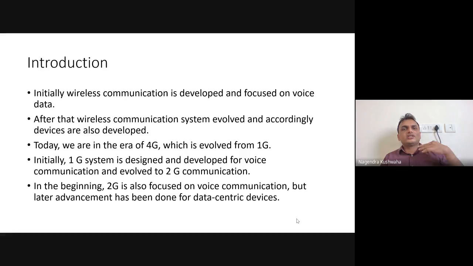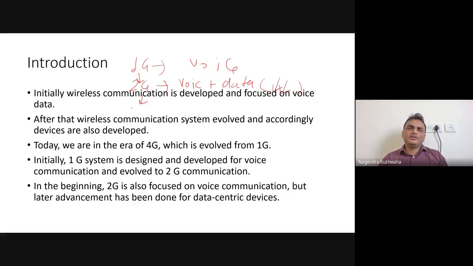So initially wireless communication came into the picture and evolved from 1G to 4G, and today we are using 4G communications, right? The evolution from 1G to 4G is driven by necessity, right? When we had 1G, we talked only about voice communication. Then we had 2G, voice plus data, but the data rate was very small. 2G was focused on voice communication as well as data communication, but the data speed was quite low.